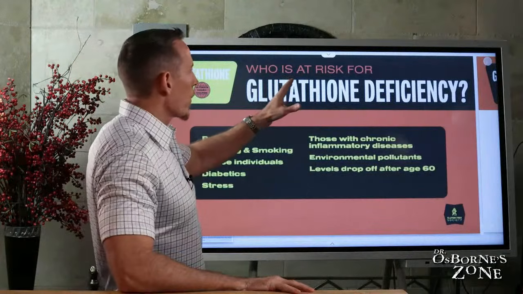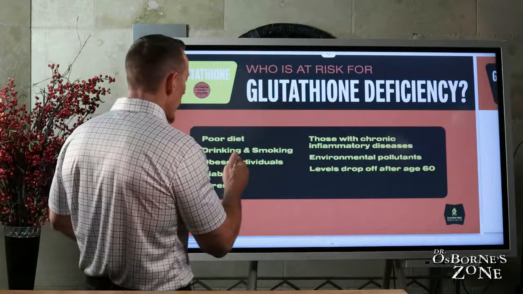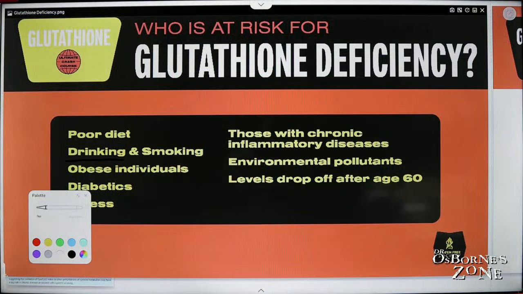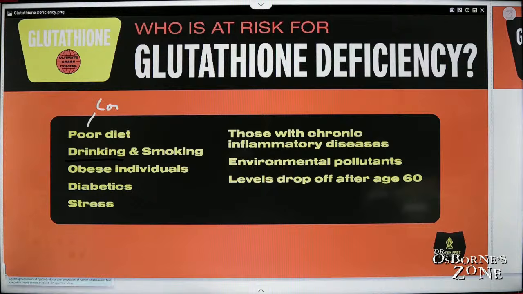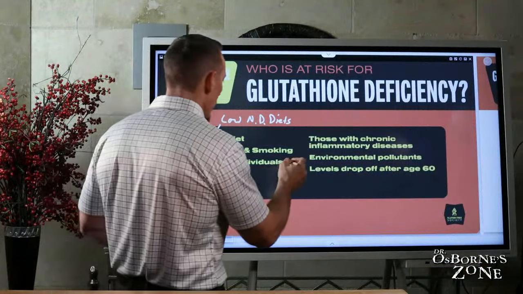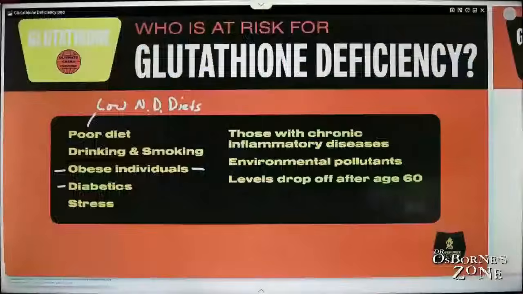Who else is at risk for glutathione deficiency? So we mentioned alcohol, but we also have people with poor diets, low nutrient density diets. Why? Because you need nutrients to regenerate glutathione, and we'll talk more about that in just a minute. We know that people with obesity have lower glutathione levels when measured. We know diabetics, especially uncontrolled diabetics. We know that stress reduces glutathione. We know that those with chronic inflammatory diseases, all the reasons I just showed you, have lower glutathione.